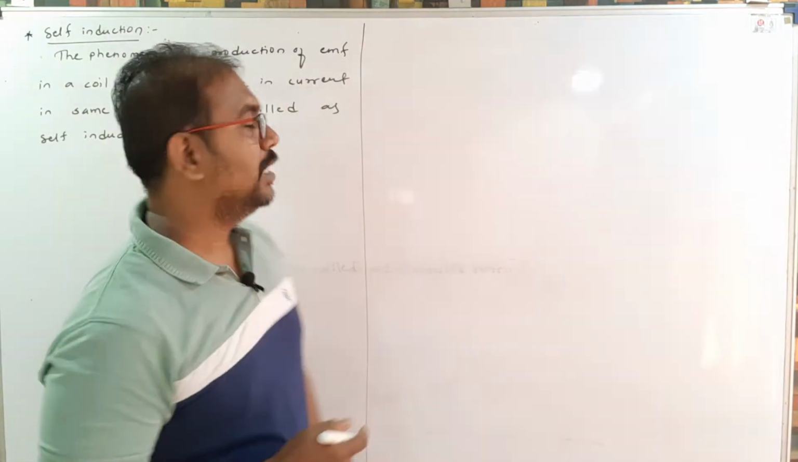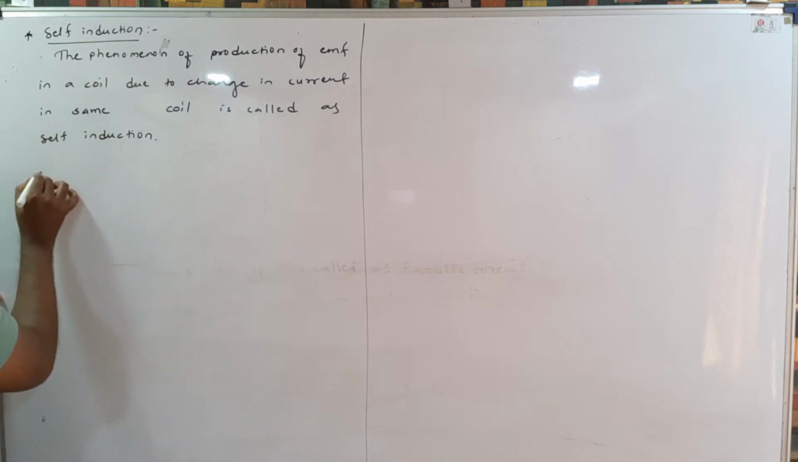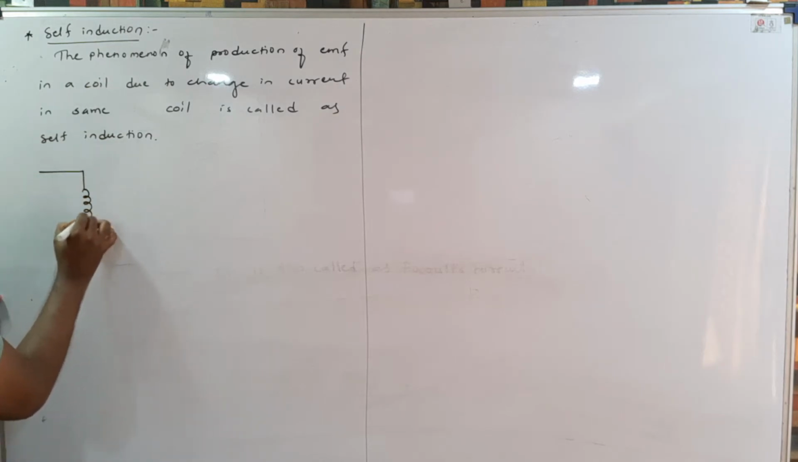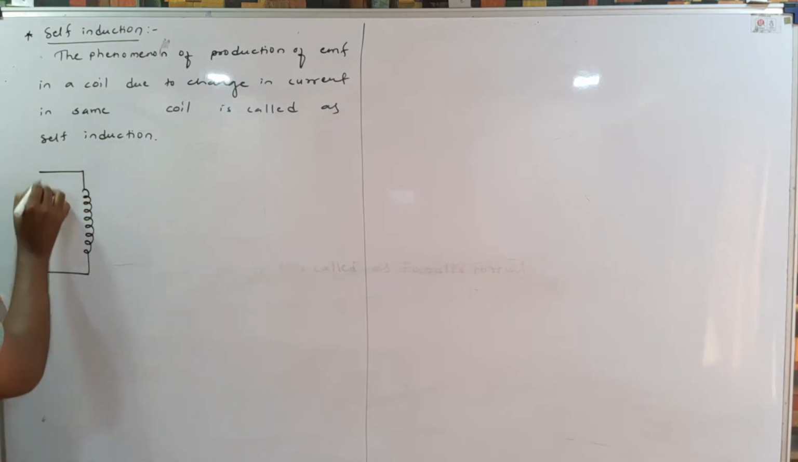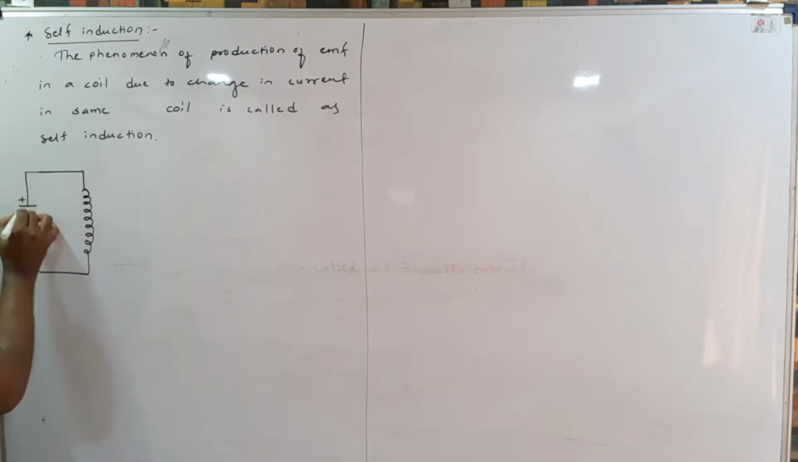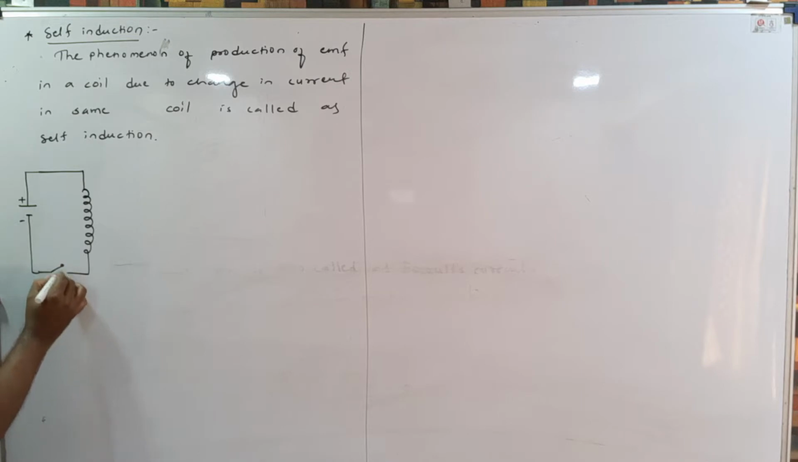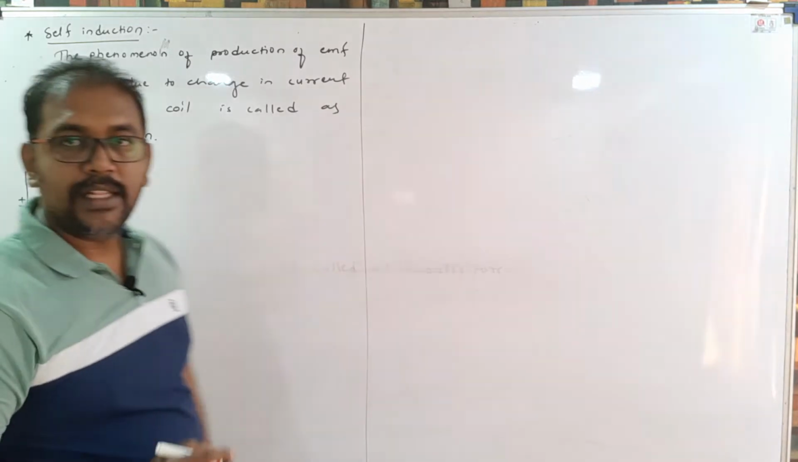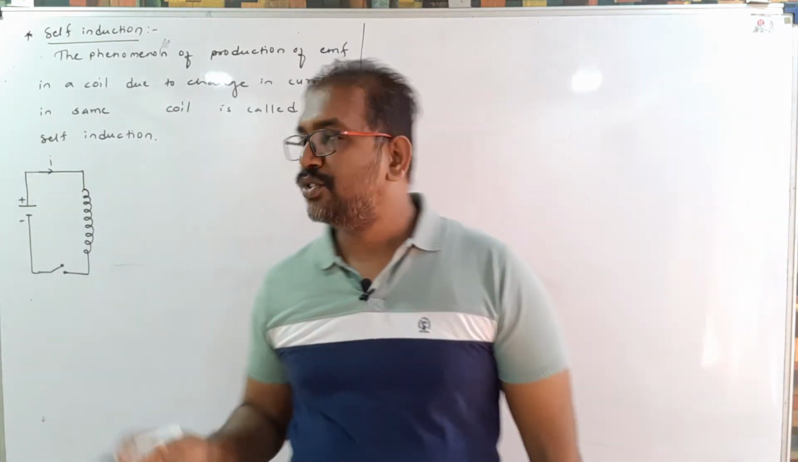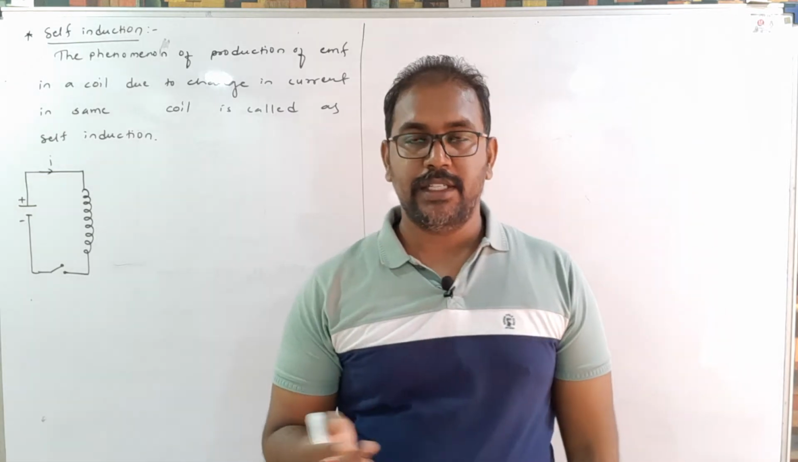Now here we consider one current carrying coil. So this is a current carrying coil. So here positive, negative, we send some current here. So I can consider a key here. So when we send the current through this coil, then EMF is induced in the coil. It is called as self-induction.